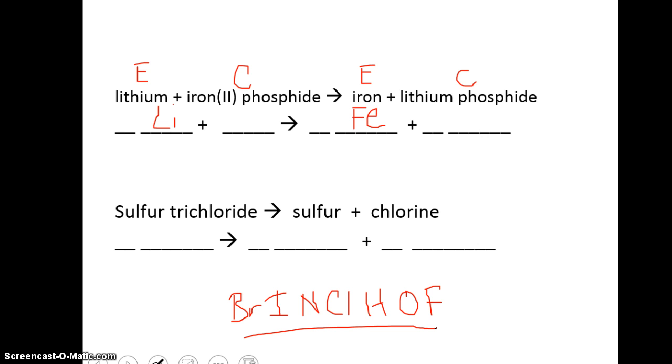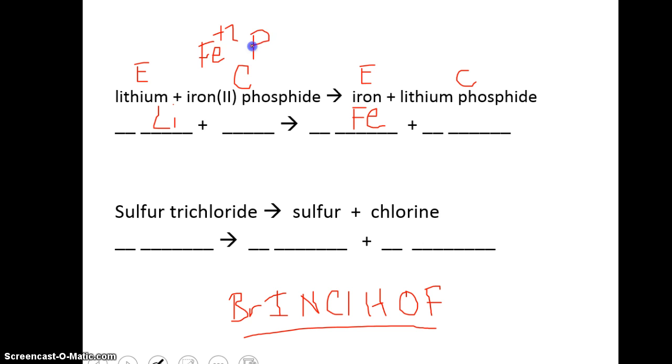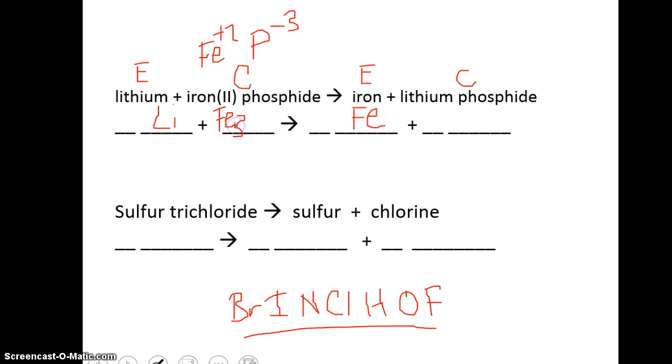We've got iron 2 phosphide. Those do not have prefixes, so you're going to have to cross charges over. Iron, we said, was Fe, and I'm going to write it up here so you can see the charges. The 2 in iron 2 tells you the charge, so it's +2. Phosphide, let's find phosphide on the periodic table. Phosphide is your phosphorus. That is a -3. So that was P, -3. You cross your charges over, so you get Fe3P2.